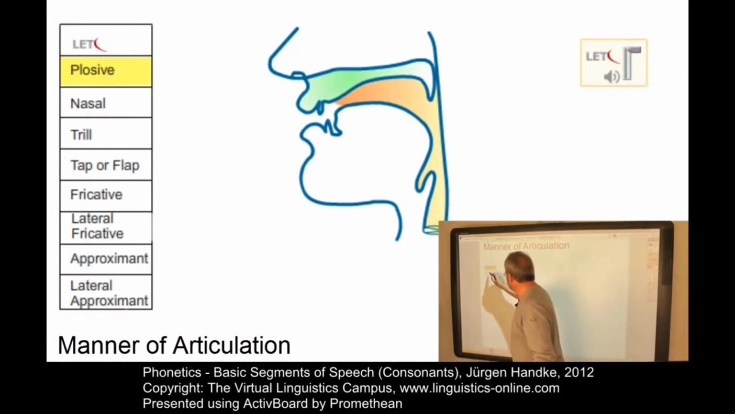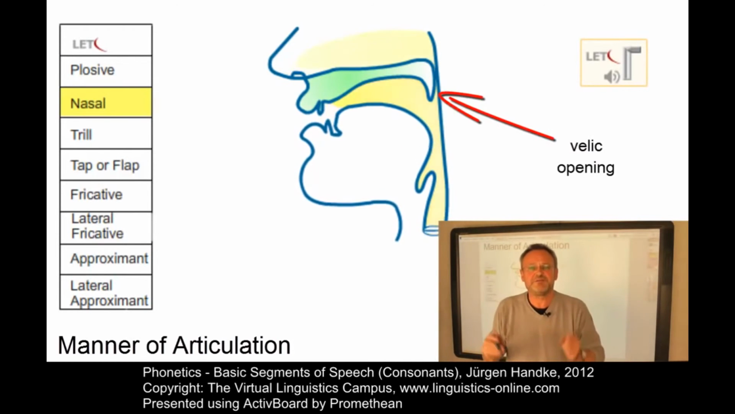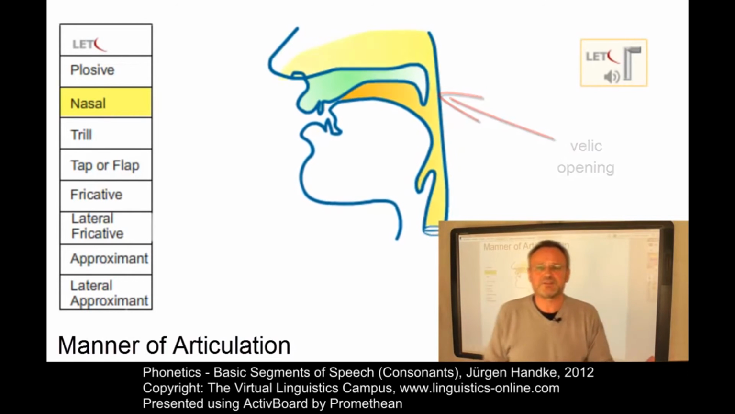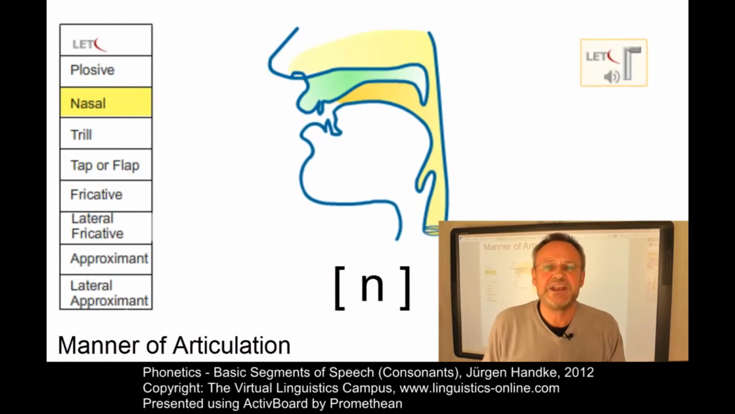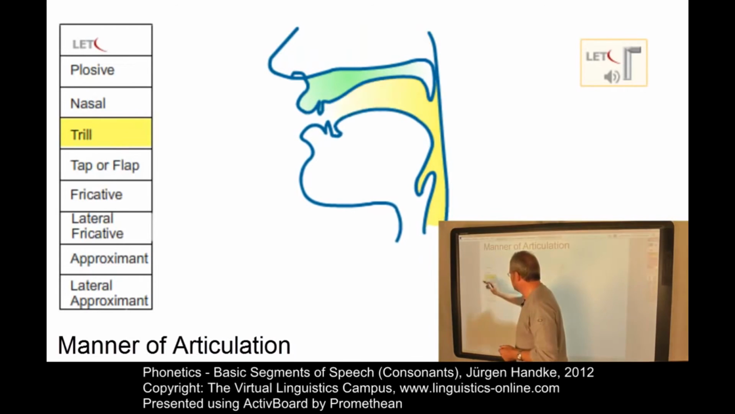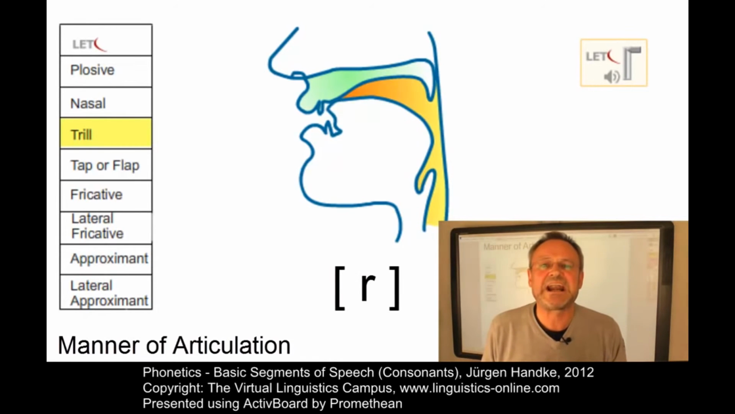In nasal consonants we have an oral closure too, but this time we have a velic opening, allowing the airstream to escape through the nose, and the result would be anna. Trills involve rapid closures and openings. Here is the result: arra.